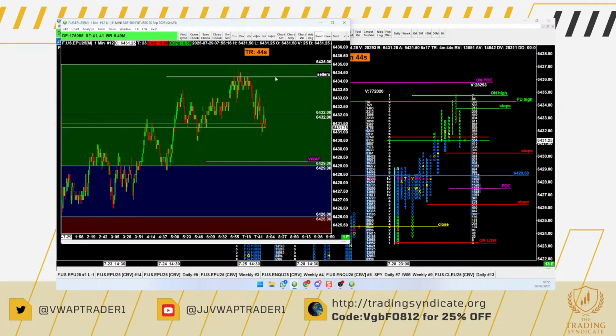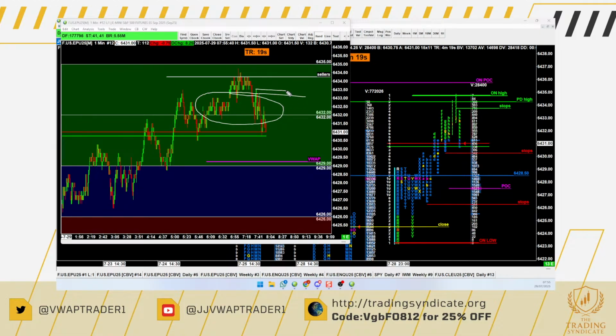Exactly. Sellers are above, VWAP is below, inventory is long. Right? Now, this is not a low risk trade. So you'd be building a short position in this area, and you'd have to use these tops as outs.